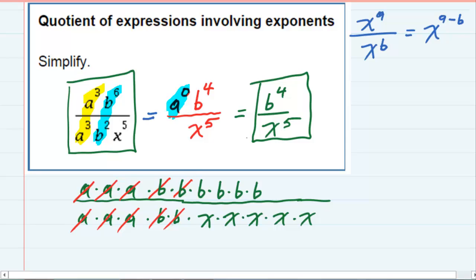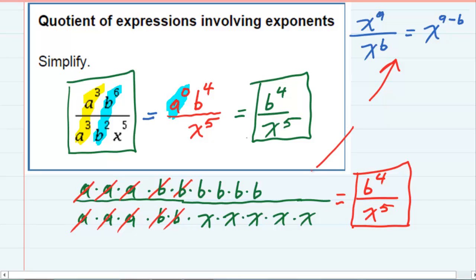And there's no other like terms in the top and the bottom, so there's nothing else for me to cancel, but I still have b times b times b times b, which is b to the 4th in the top, and I still have x times x times x times x times x, which is x to the 5th in the bottom. So we ended up at the same place whether we use the rule or we just wrote it all out and did some canceling.